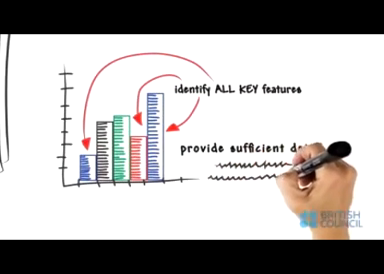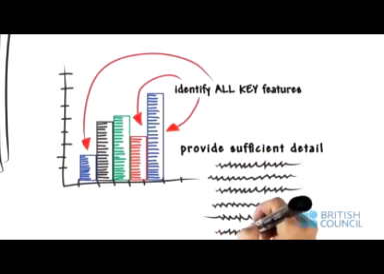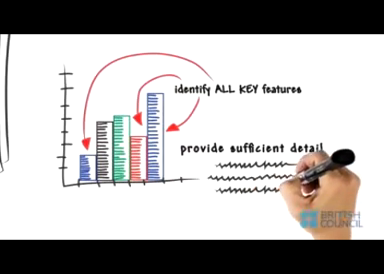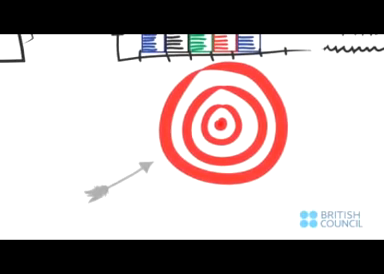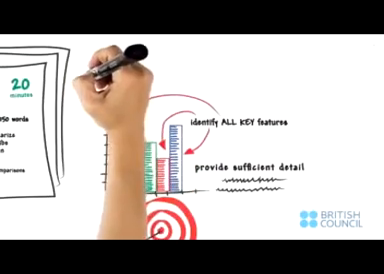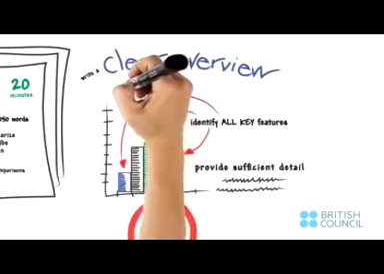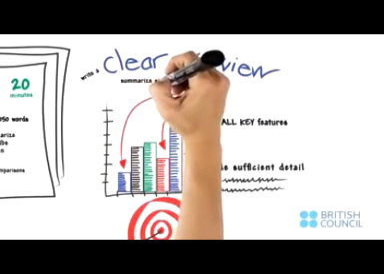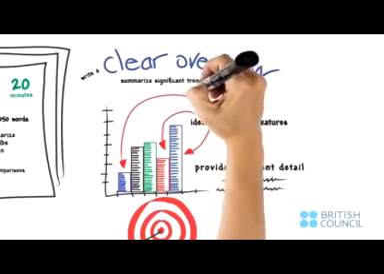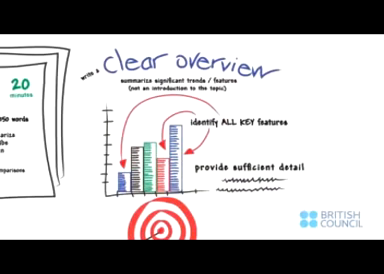Provide sufficient detail for a meaningful explanation. Not too much detail, not too little. Ensure accuracy when referring to data or describing trends or processes. It's important to write a clear overview. This means summarizing the most significant trends or features from the data or information in the diagram. This is not simply an introduction to the topic.